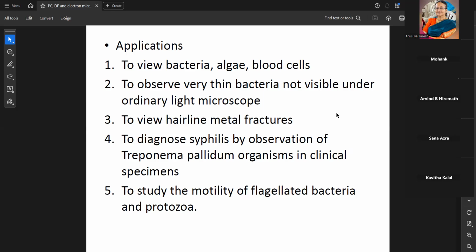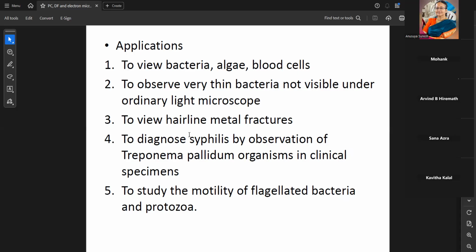I think you have heard of hairline fracture in human bones, right? When there is a tiny crack or something very thin, it is called a hairline fracture. Like that, in metal objects also, we can have fractures. So if we want to see those kinds of hairline fractures, then we make use of dark field microscopy.